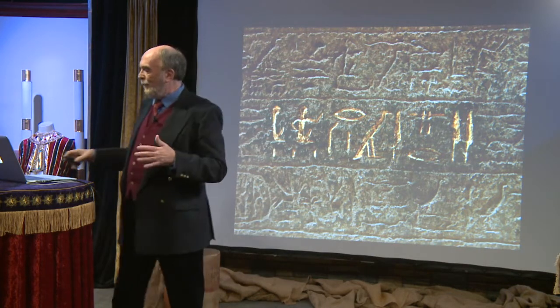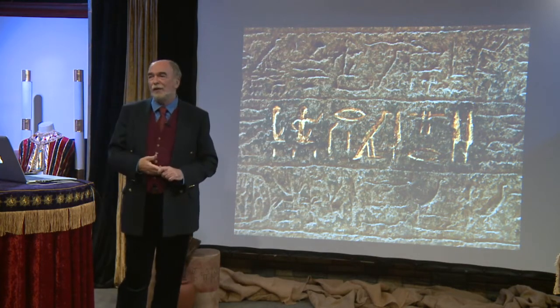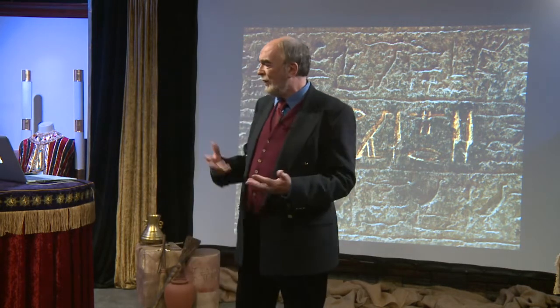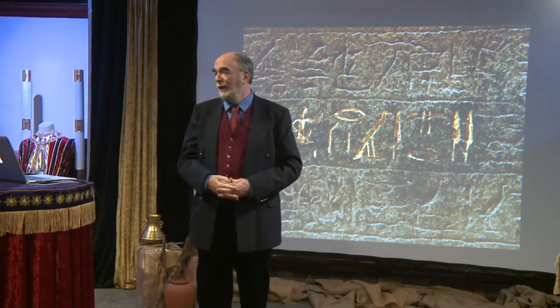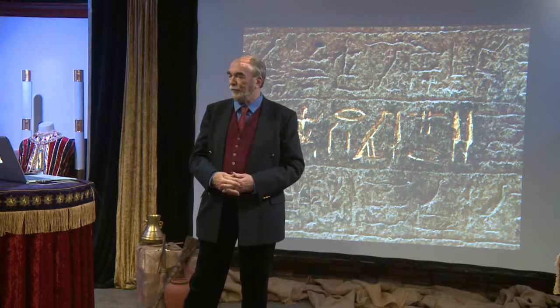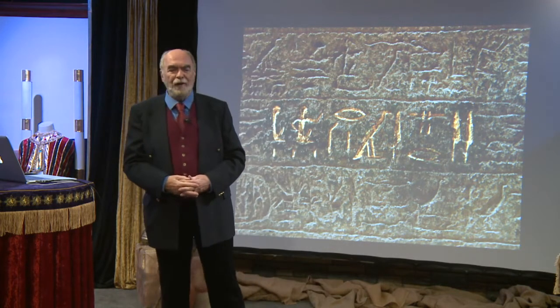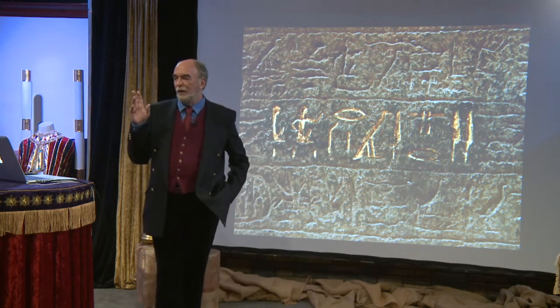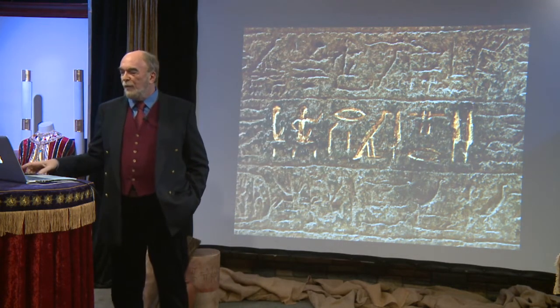Now, remember that Meneptah is the successor of Rameses II. Rameses II reigned for 66 years. His son came to the throne in old age, and he recorded this inscription. He wasn't really in the position to do much fighting himself. He was rather too old to do so. And nevertheless, he mentions the defeat of a people of Israel.